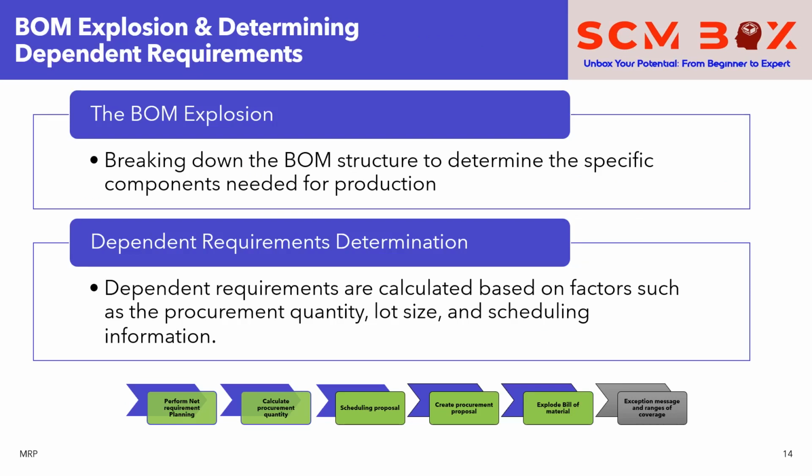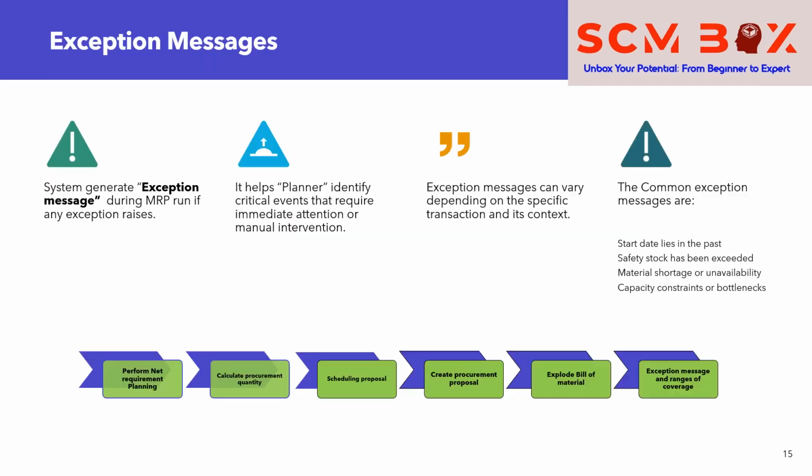Then the system explodes the bill of material to identify the individual components of the semi-finished or finished product. Again, it will repeat the steps of net requirement calculation, procurement quantity, and scheduling proposal. This step will be repeated until it reaches the final level of the bill of material. In case of any exception, any shortfall of stock or any date issue, the system will raise exception messages. So this is the final step, where the planner will review these exception messages and rerun the MRP run if required.